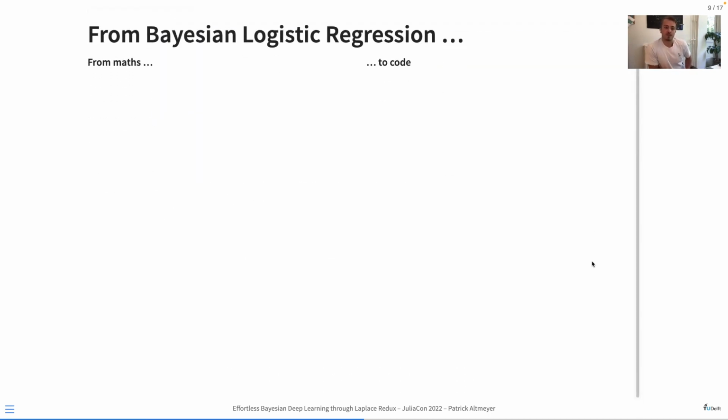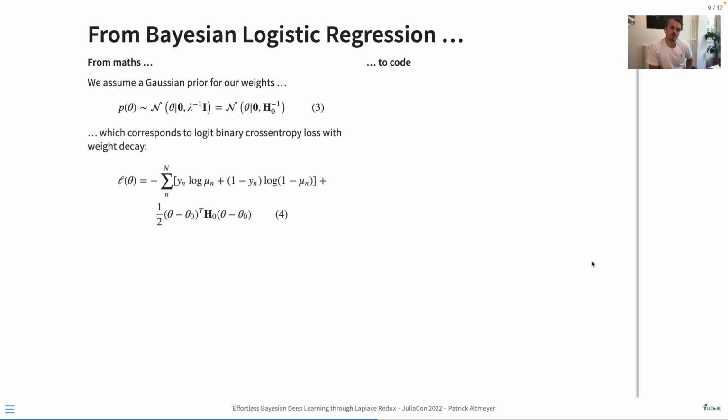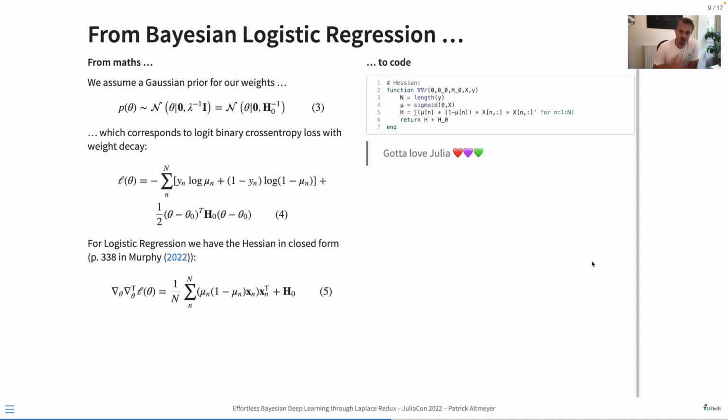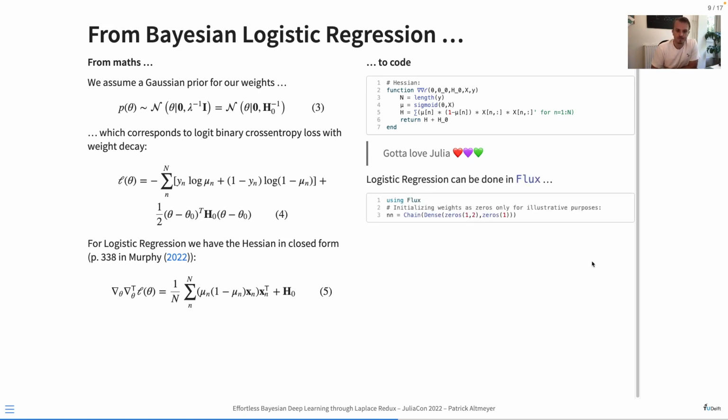As promised, we start from Bayesian logistic regression and a little bit of maths. So we assume a Gaussian prior, which corresponds to a ridge penalty in the loss function. And it turns out that for logistic regression, we actually have the Hessian in closed form. So that made coding that first project quite easy. So here we have the gradient formula coded in Julia. But realizing that logistic regression can also be rephrased as a neural network without any hidden layers and sigmoid activation, I started there when thinking about applying these concepts to deep learning. So that's what you see here in the code.